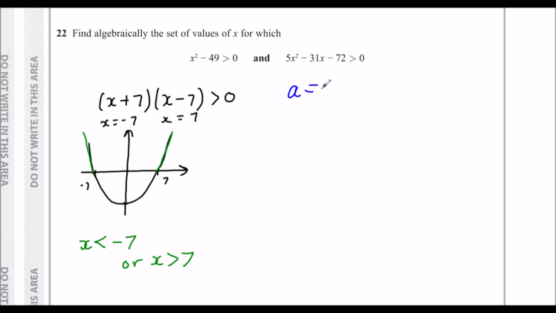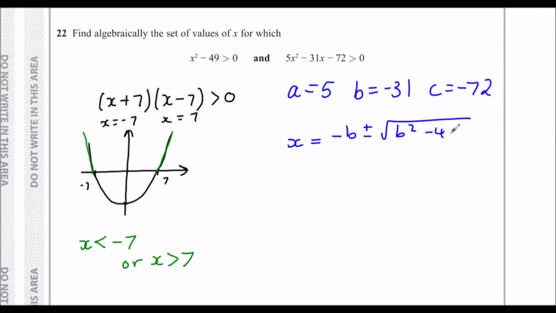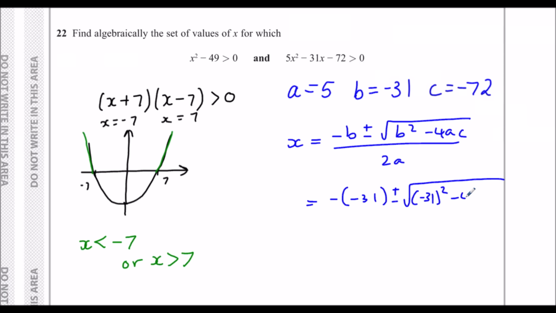Let's use the quadratic formula. So a is 5, b is negative 31, and c is negative 72. And the quadratic formula says x is minus b plus or minus the square root of b squared minus 4ac, all over 2a. So that's minus negative 31 plus or minus the square root of negative 31 squared minus 4 times 5 times negative 72, all over 2 times 5.